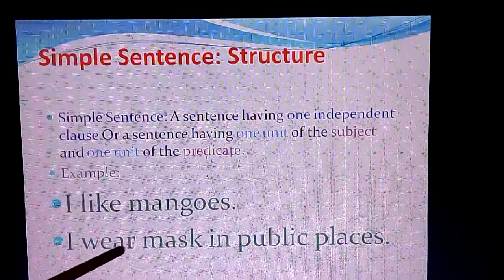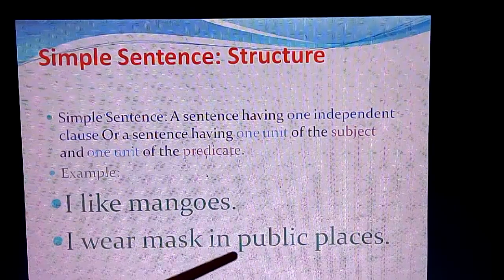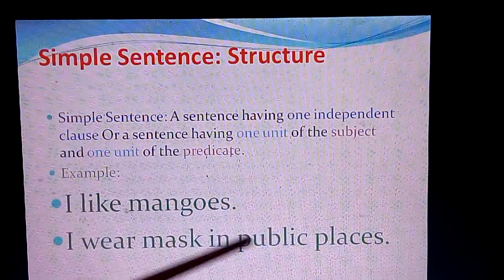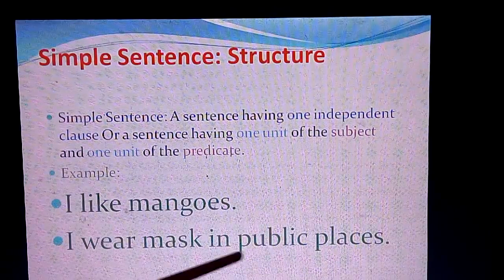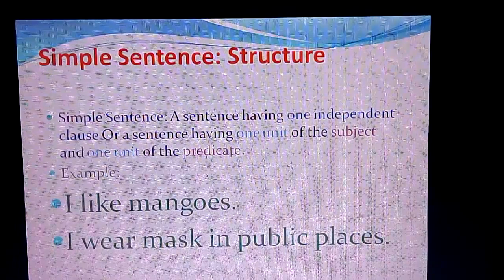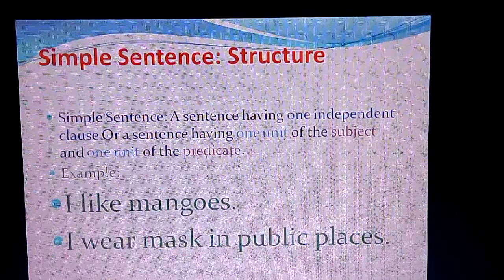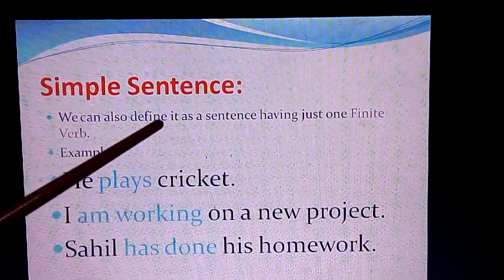The second example is I wear mask in public places. In public places is just an extension. So I wear mask in public places. I is the subject, wear mask in public places is the predicate. Let us continue.